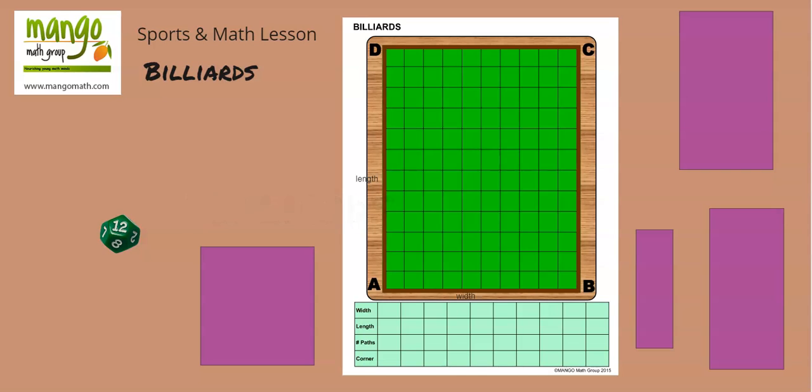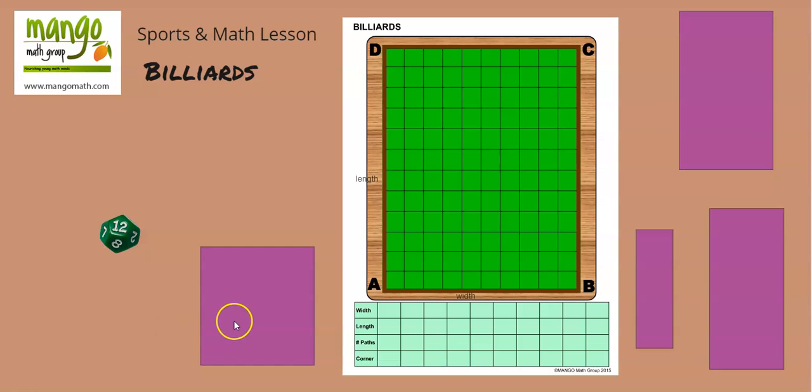This is billiards, or just a fancy word for pool. So we're going to look at a pool table or billiards table to see if the length and width of the pool table makes a difference on what corner the ball will go to. So we're looking at the ratio of one side to another side.